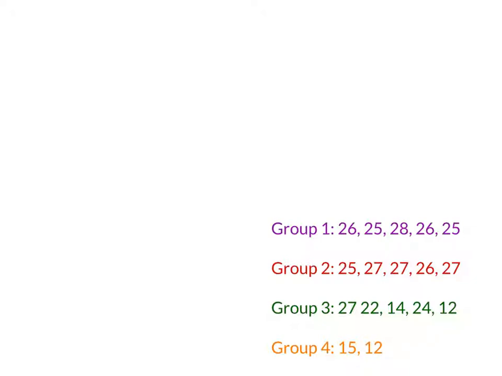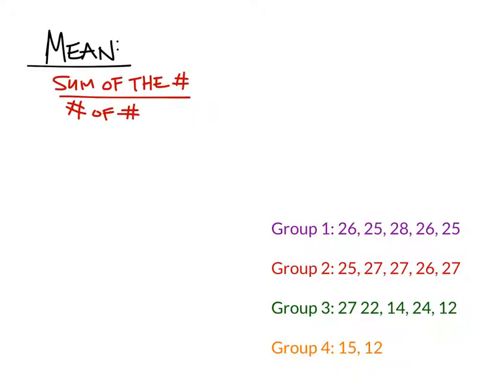Either way, not for each group, but just for the whole thing, we want to find the mean. The mean is found by taking the sum of the numbers and then dividing it by the number of the numbers. So the first thing we need to do is find the sum of all of these numbers, which means we're just going to add all of them together. So 26 plus 25 plus 28 plus 26 plus 25 plus 25 and so forth until we get to 12.